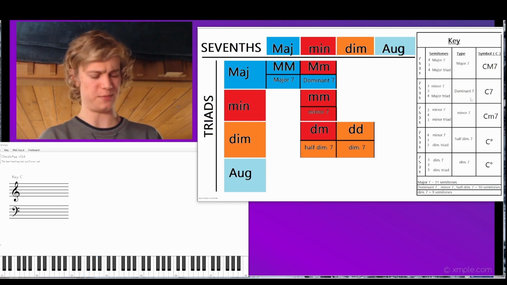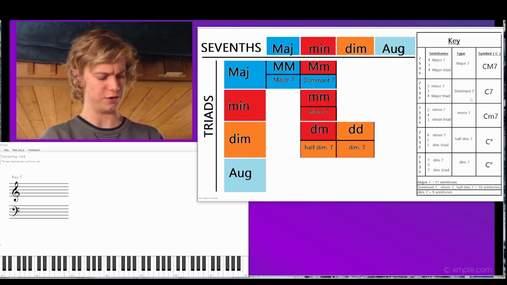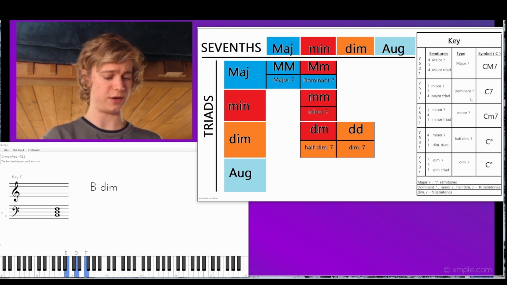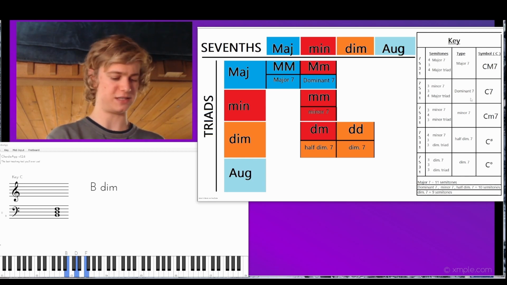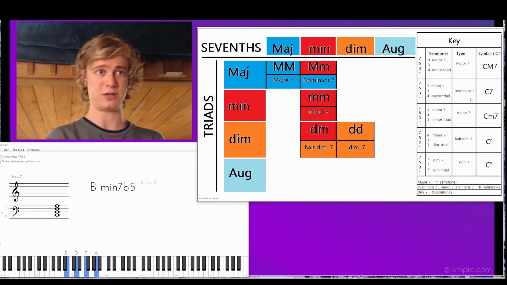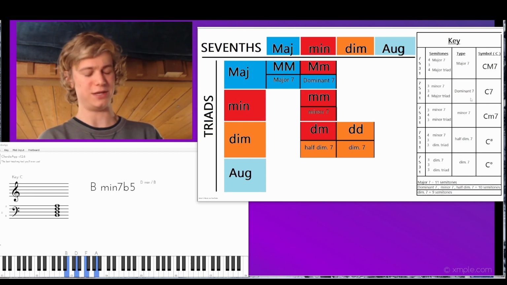Okay, so let's go over semitones here to really figure out what's going on here. So from that 1 to our 3, we have 3 semitones. From that 3 to our 5, we have another 3 semitones. And then from the 5 to the 7, there's 4 semitones, which makes it the half diminished.